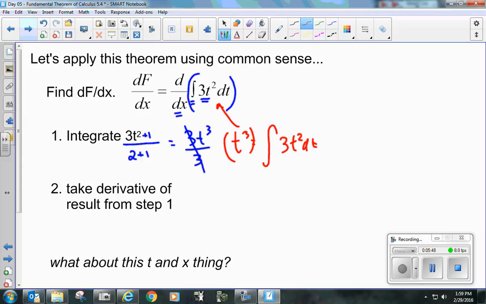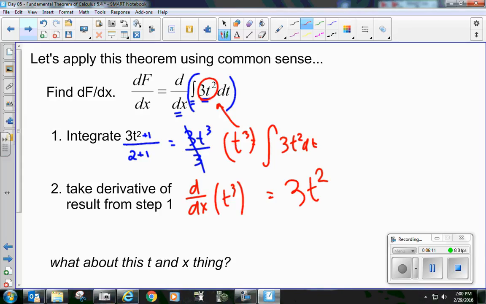So now let's take the derivative. Now we're taking the derivative of t cubed, and you get, and then, you know, dt times or whatever. I mean, it's just this.